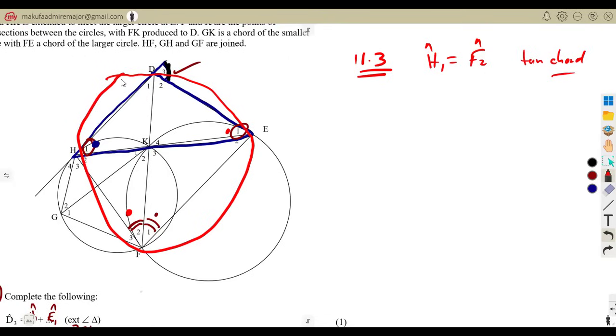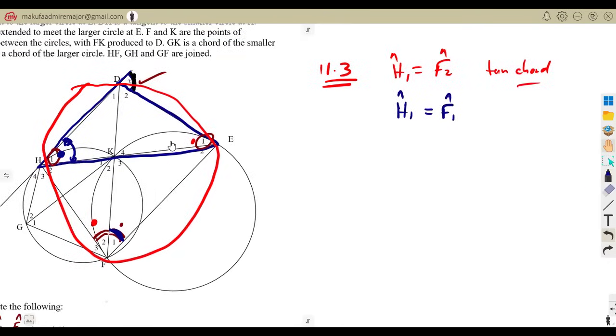It's a cyclic quad. So if it is a cyclic quadrilateral, therefore, angle H1, this one, and angle F1 must be equal. Why? They are subtended by the same chord. Chord DE creates angle at H. The same DE is going to create angle at F. Remember, we proved that it's a cyclic quad. So there's a circle there. So it means angle F1 and angle H1, they're also equal. So H1 is equal to angle F1. From the circle that we proved that it's a cyclic quad, now we are using that because we proved it.